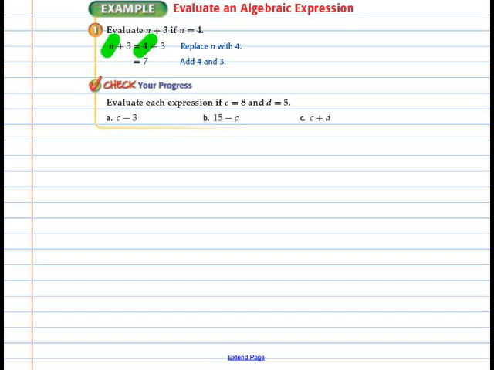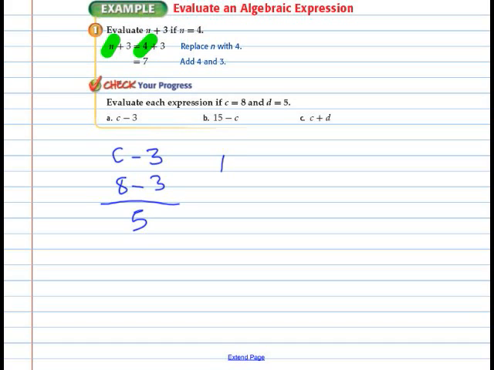It says evaluate each expression, which means find the value of each expression if c equals 8 and d equals 5. So in our first example, c minus 3, c being 8, we would replace the c with an 8. 8 minus 3, the value of that expression then when c equals 8 is 5.